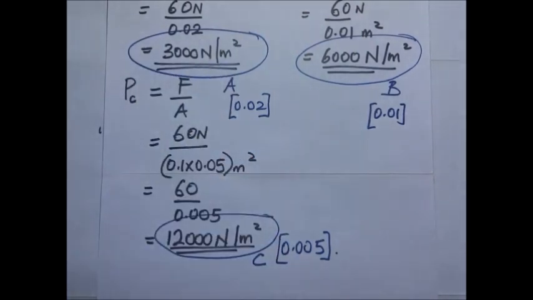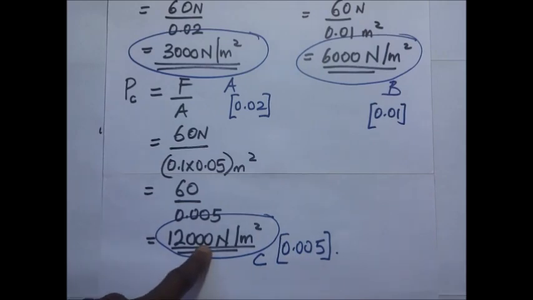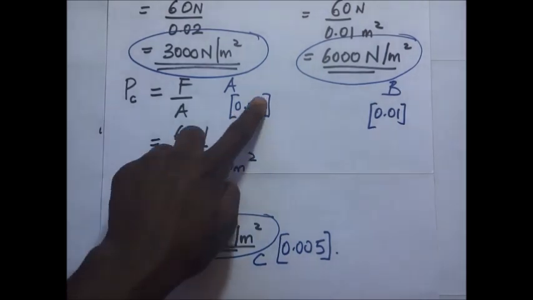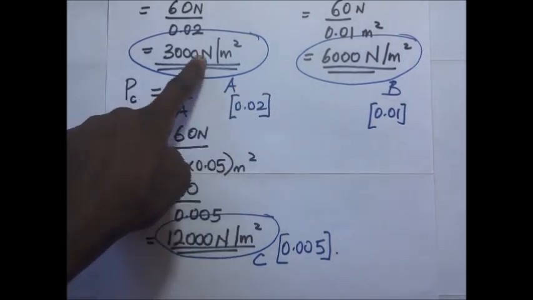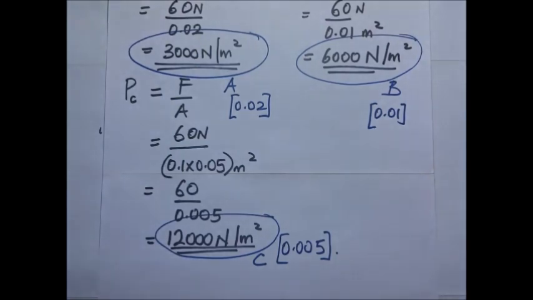So what conclusion does this bring us to? This brings us to the conclusion that the smaller the surface area of contact between the box and the table, the bigger the pressure will be. And the bigger the surface area of contact, then the smaller the pressure will be. So this brings us to the conclusion that pressure in solids is dependent on area in such a way that the smaller the area, the higher the pressure.